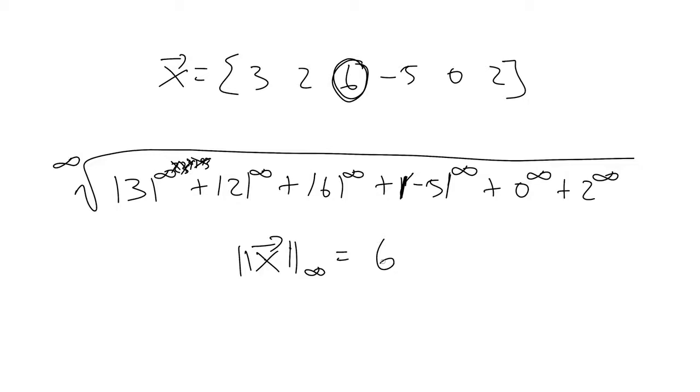And of course, if the maximum value was negative, then we'd end up getting that instead, right? So let's say this was a negative 15 here. Then our infinity norm would be 15, not negative 15, because before we plug it into this thing, we're going to take the absolute value of it, right? So we always get a positive number out when we take a norm. But what we're going to get out of this is the biggest element.